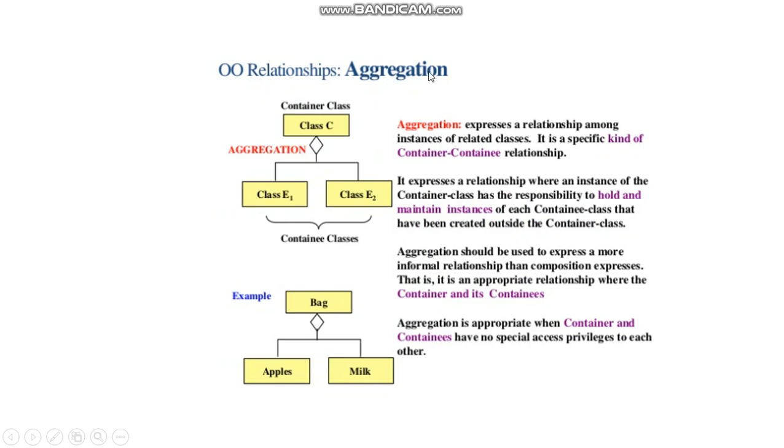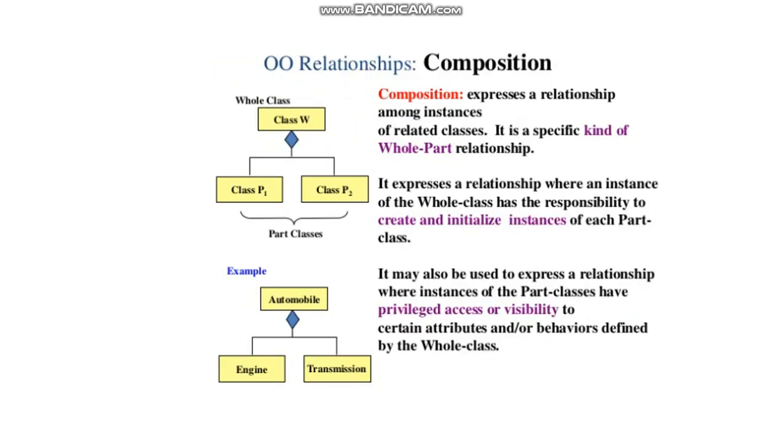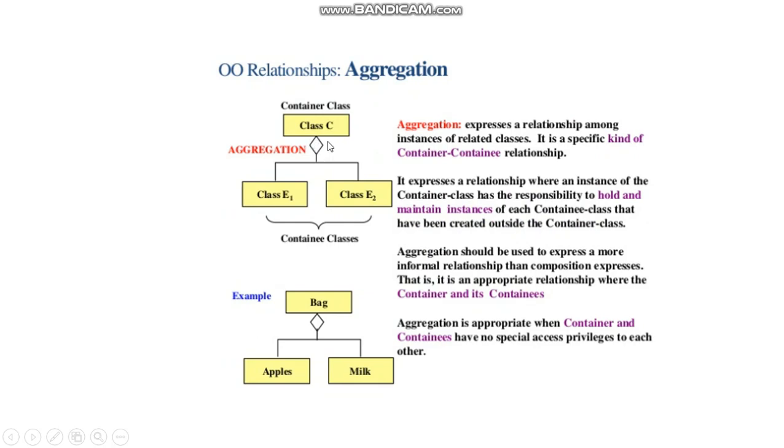And the next relationship is aggregation. It is a kind of container-containee relationship. For example, a bag may contain apples and milk, and this is a container. Bag is a container. Apple and milk are contained in that particular bag. So we may say that this is a container-containee relationship. The symbol used to distinguish between composition and aggregation is, for composition, a solid diamond symbol, and here we have a hollow diamond symbol to represent the aggregation relationship.